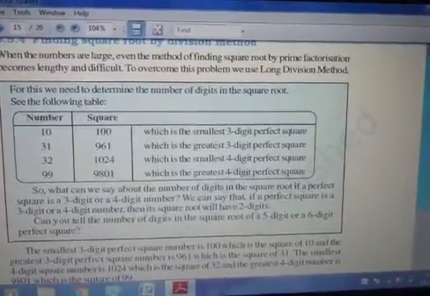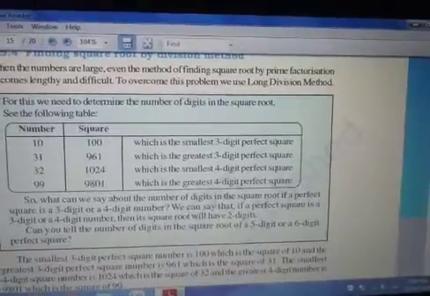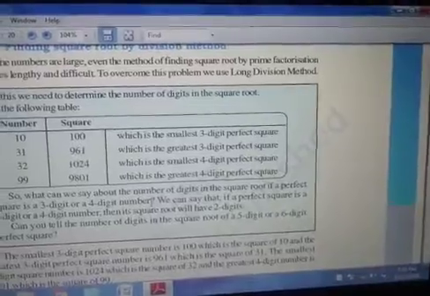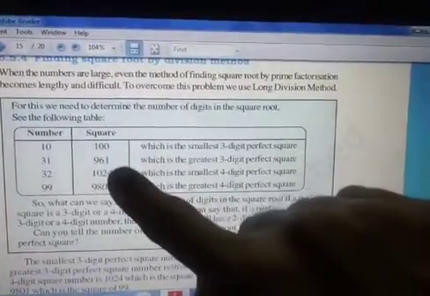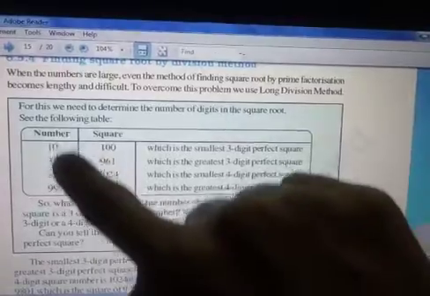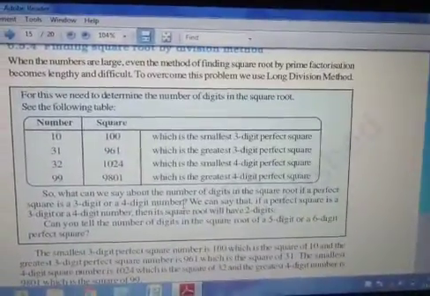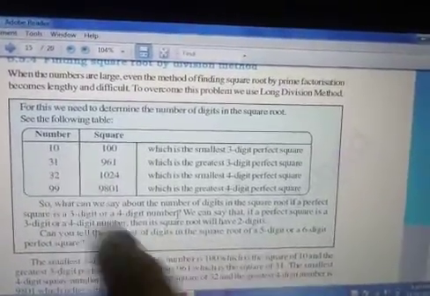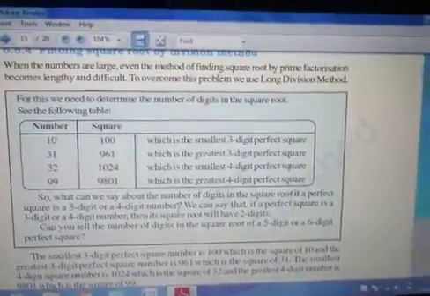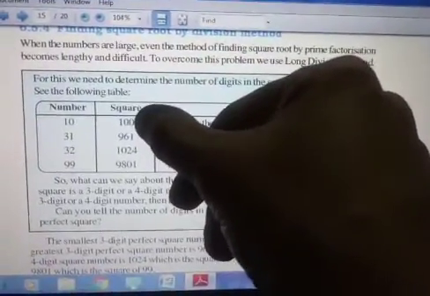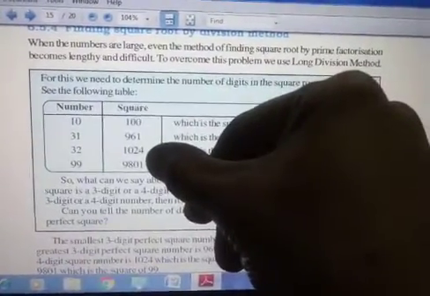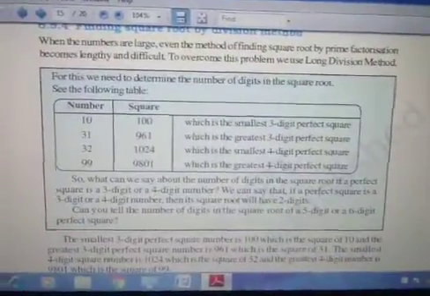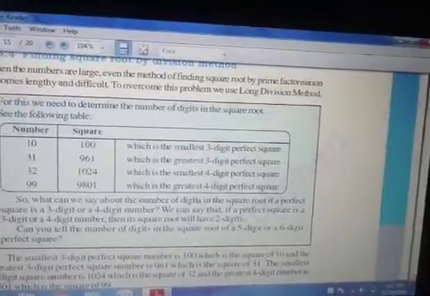What can we say about the number of digits in the square root if a perfect square is a 3-digit or 4-digit number? If the perfect square is a 3-digit or 4-digit number, then the square root of the number will always be 2-digit. Keep it in your mind. If the square of a number is 3-digit or 4-digit, the square root of the number will always be a 2-digit number.